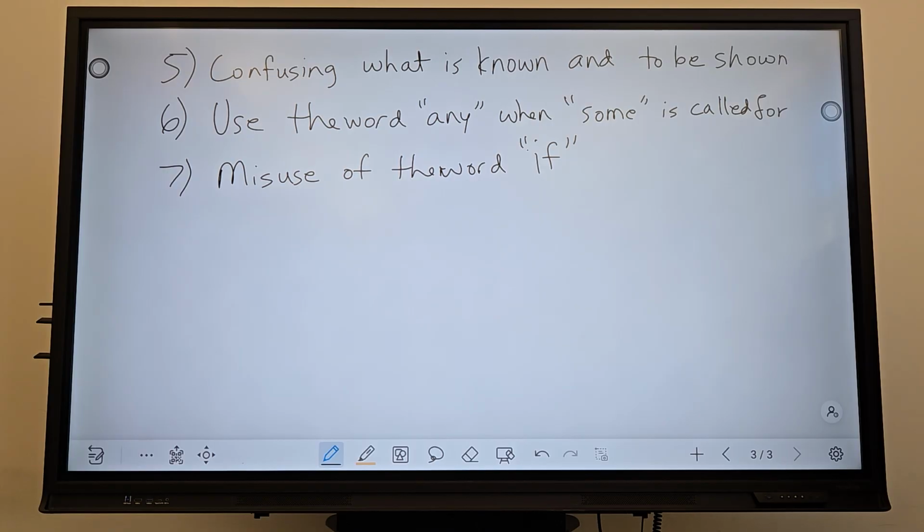So, for example, suppose p is a prime number. If p is prime, then p cannot be written as a product of two smaller positive integers. The use of the word if in the second sentence is inappropriate. It suggests that the primeness of p is in doubt. But p is known to be prime because of the first sentence. So you don't use the word if. You say because p is prime, it cannot be expressed as the product of two smaller integers.